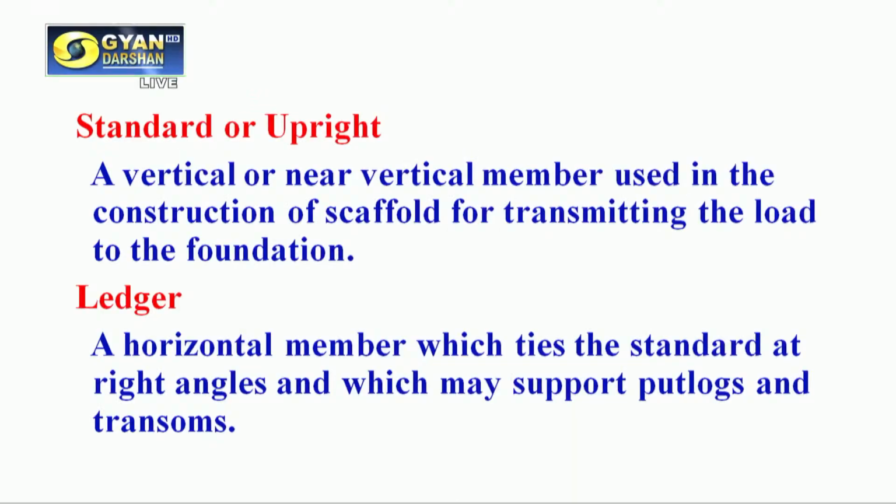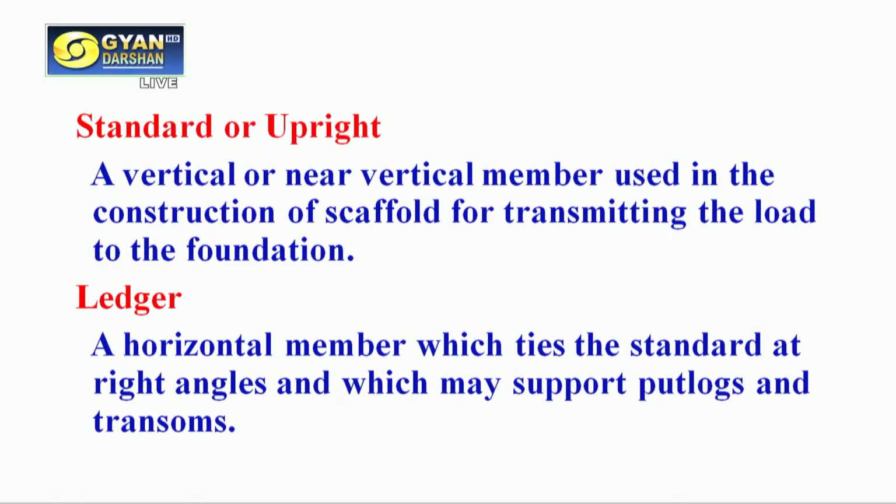Now, what are these different components? How do we define them? How do we identify them? Let us see these. First of all, the standard or the uprights. As I told you, these standards or uprights are the vertical members. Basically, they are made of metal, so metallic members. These are generally of round shape, generally called O shape basically. And these are meant to transfer the load of the scaffold to the foundation or to the ground basically.